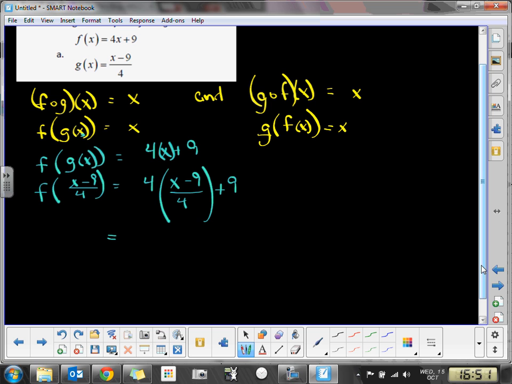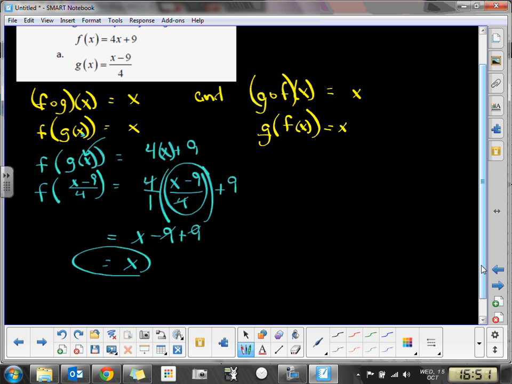Well, what I want to do is use my principles of fractions. I can reduce common factors, which will get me to x minus 9 plus 9, and the minus 9 plus 9 cancel. So what I'm left with is x. So I put an x into function g. G took that and computed x minus 9, divided by 4. F then took it times 4 and added 9, and when we do that, it returned the value of x. So it undid it. It completely unraveled it.